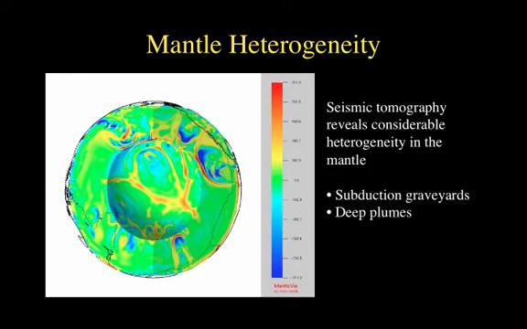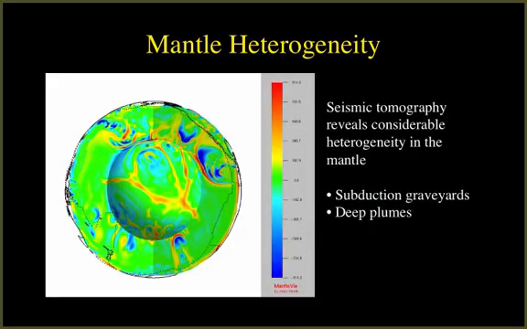Seismic tomography shows us considerable heterogeneity in the mantle, where we can see these subduction graveyards where lithosphere is dropping down into the deeper parts of the mantle when the subducting slab breaks off and sinks. And we also see these very deep plumes that are the origins of those flood basalts and hotspot plumes.